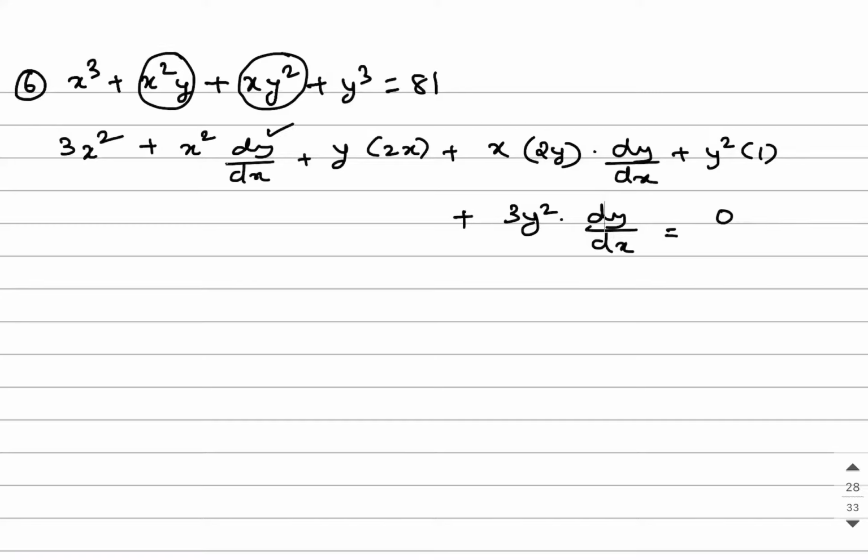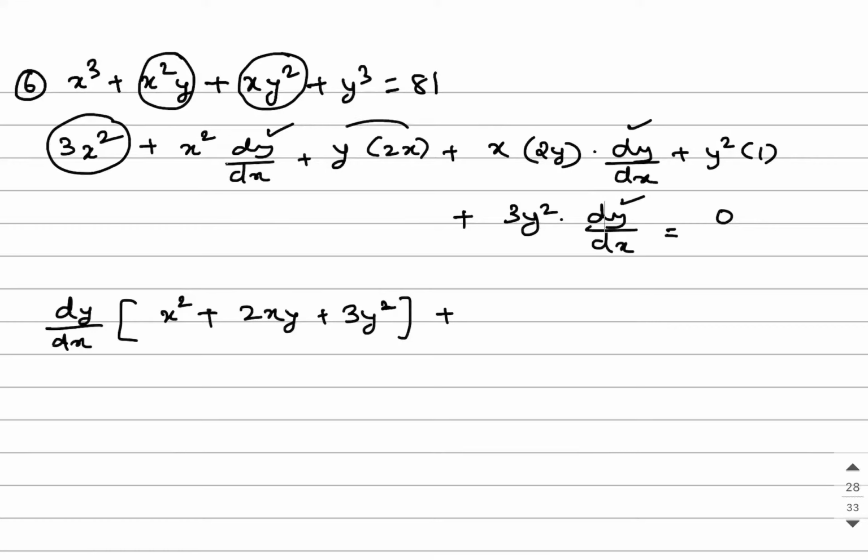So collecting all the dy by dx terms, we get dy by dx into x square plus 2xy plus 3y square plus the remaining terms without dy by dx, that is 3x square plus 2xy plus y square. This whole thing is equal to 0. Let's check the number of terms. 1 2 3 4 5 6. There are 6 terms above. Here also you have 1 2 3 4 5 6. So there are 6 terms, right?